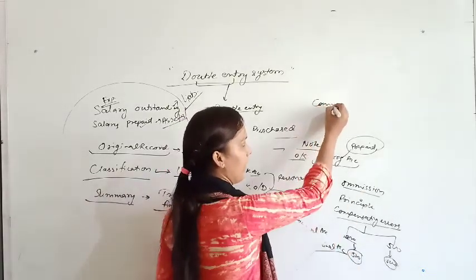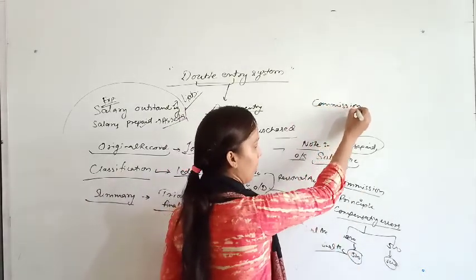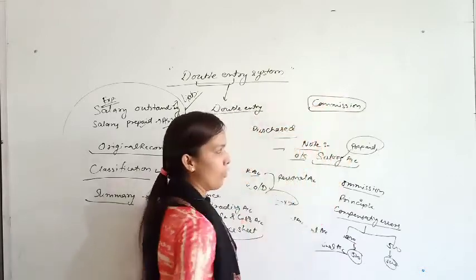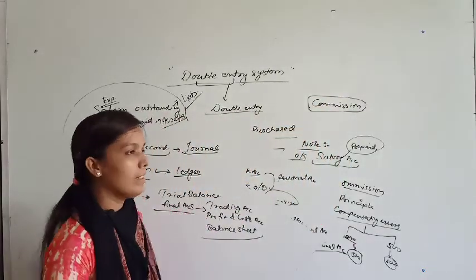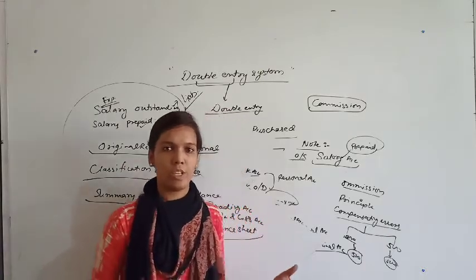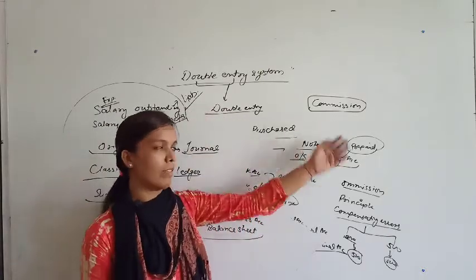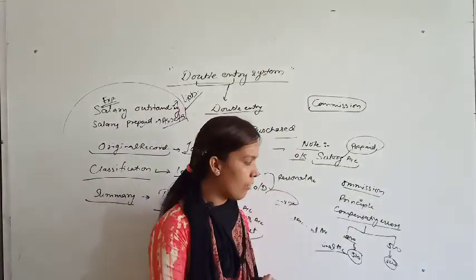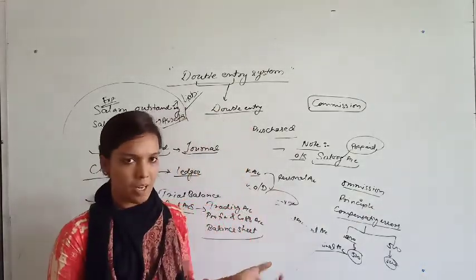Or one more error, that is commission. Error of commission. What is the meaning of error of commission? That is wrong amount recorded. In place of 5,000, if you have recorded 50,000, that will be error of commission. So this type of errors will be in double entry system.